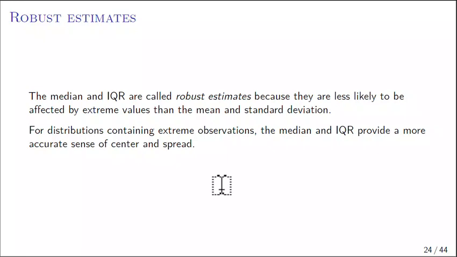Think about these two means, right? With 20 people and with 21 people with Elon Musk in it. The means for these two scenarios are so different. Is that correct? That's what we mean by the mean is not a robust estimate.